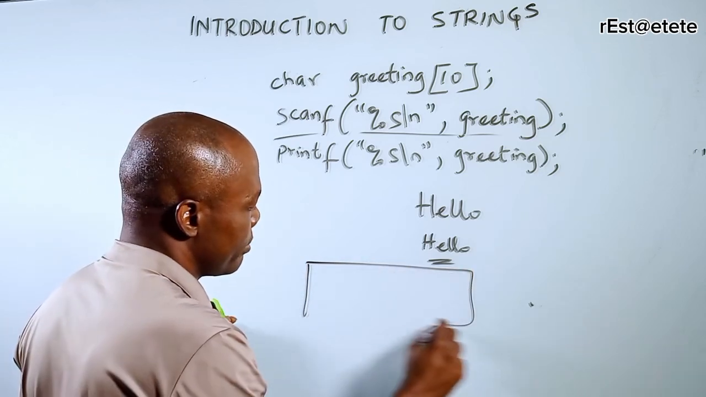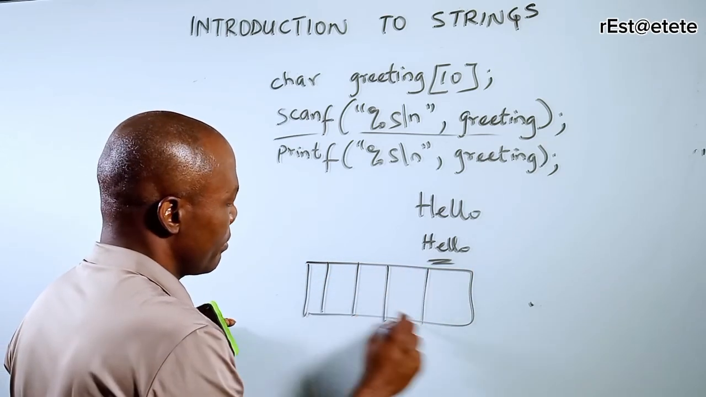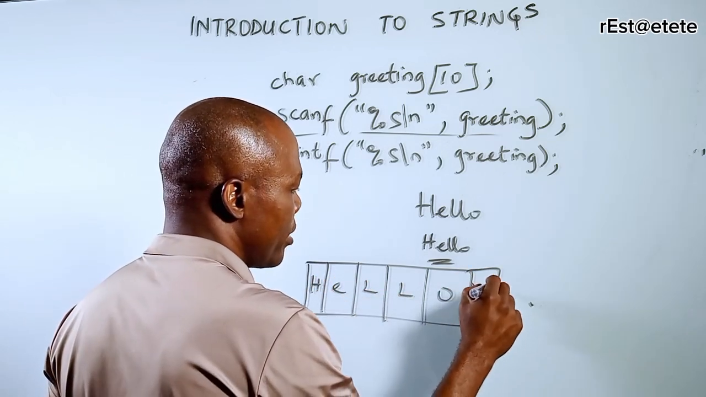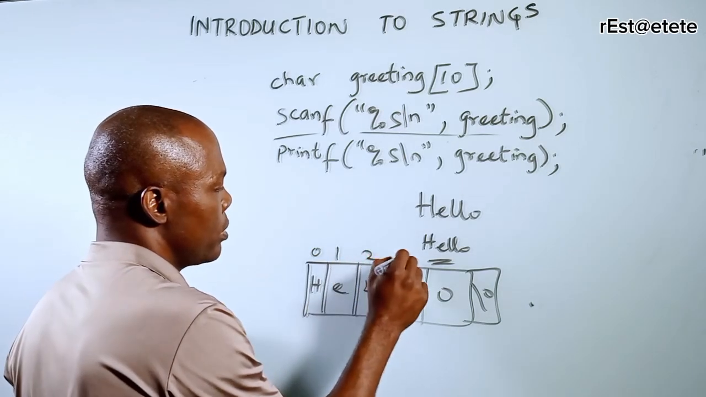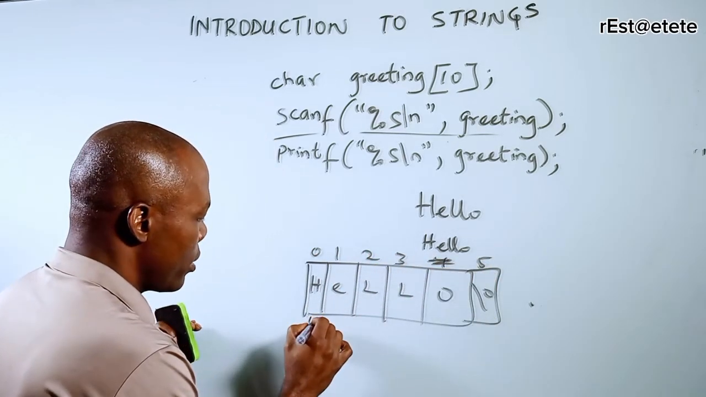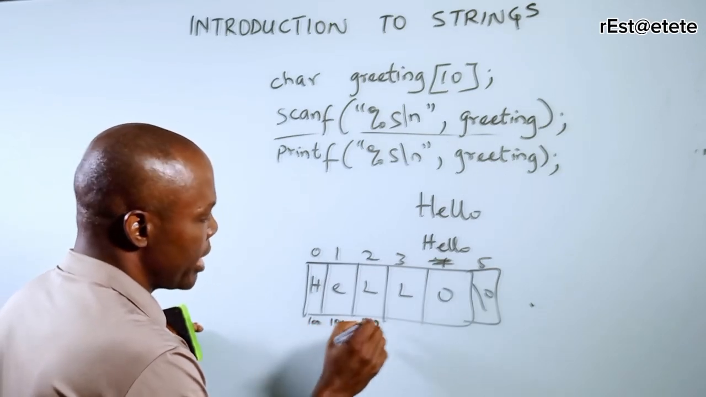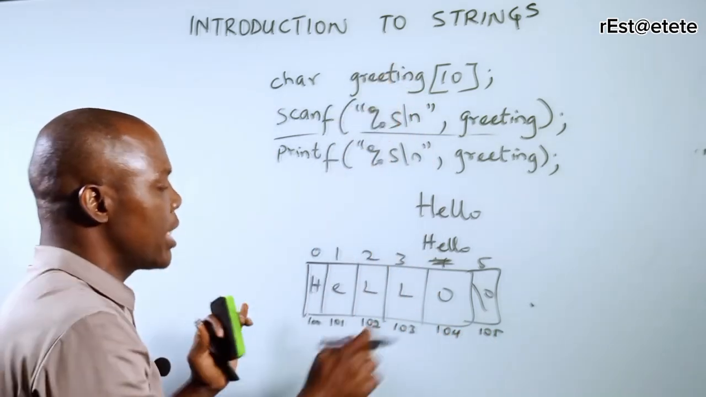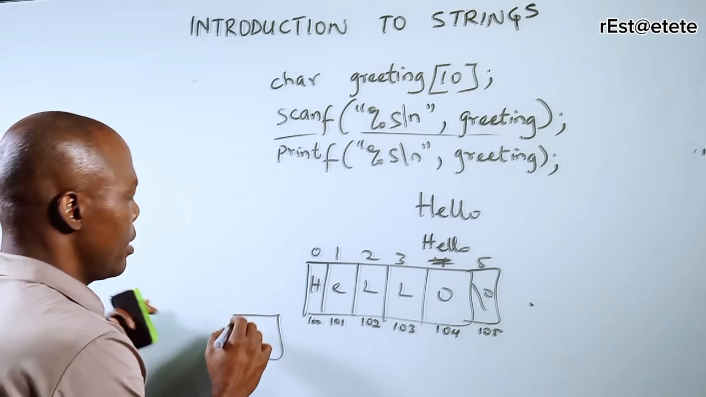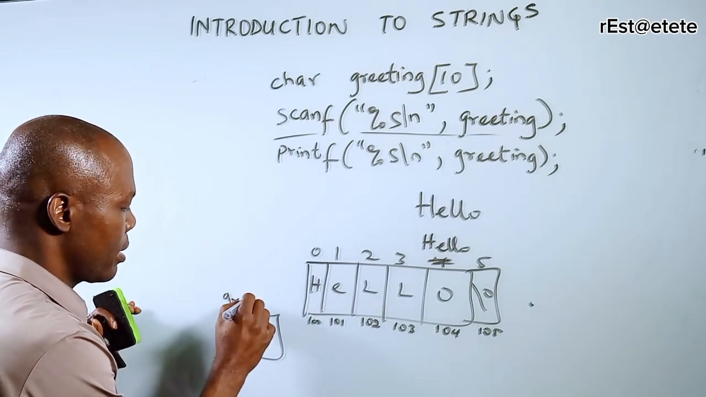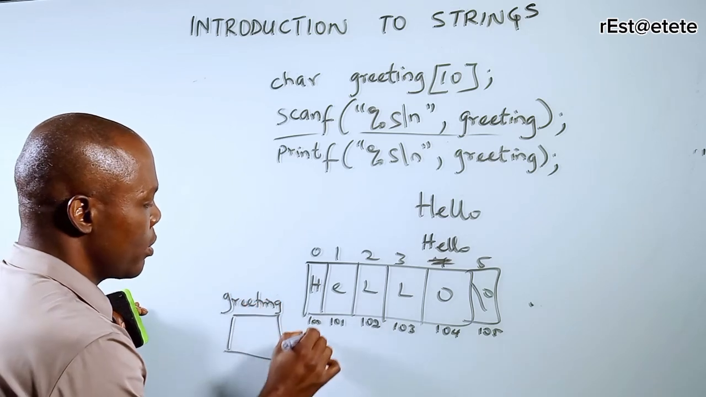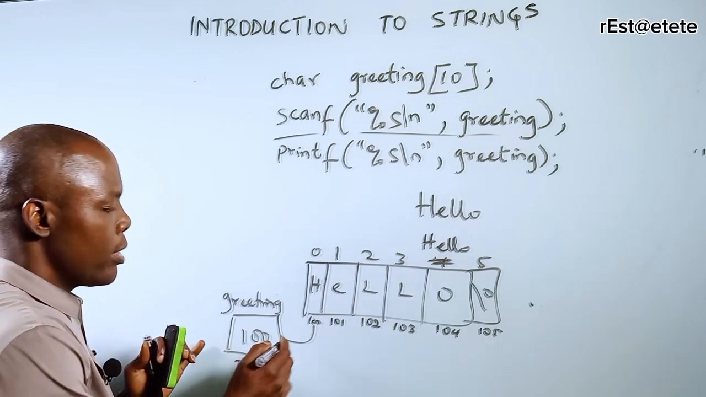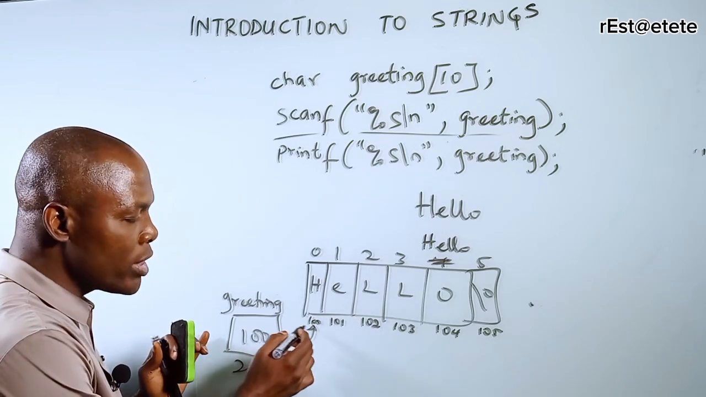Because I'm having something like this: HELLO\0. So 0, 1, 2, 3, 4, 5. Addresses 100, 101, 102, 103, 104, 105. Now this greeting will decay. So I am having this greeting, it's pointing to this. So 100 will be stored here. So let's have this one as 200. So it's pointing to this place. It's holding the address of this.